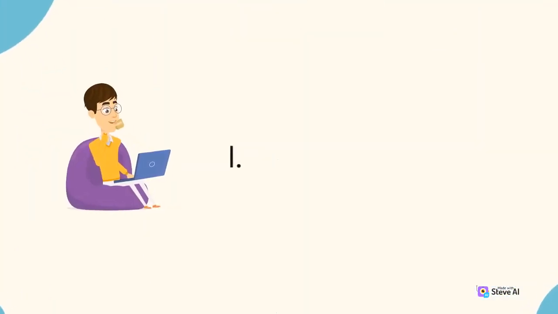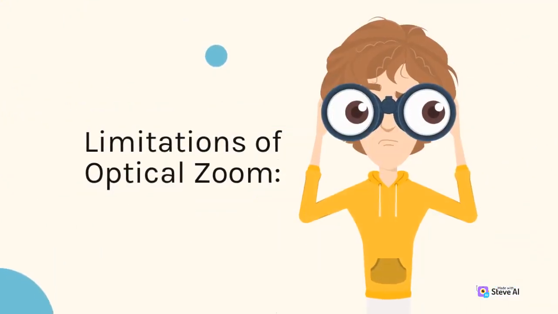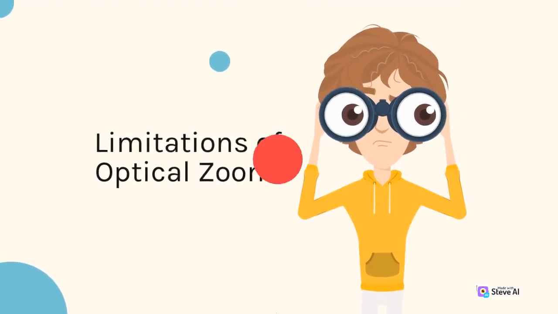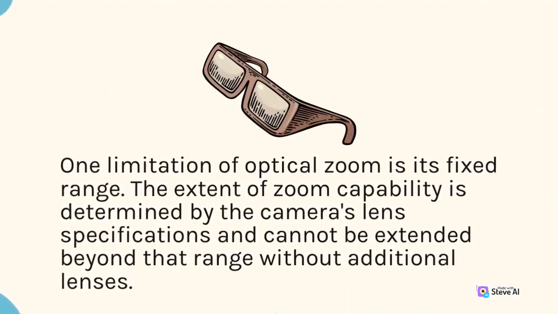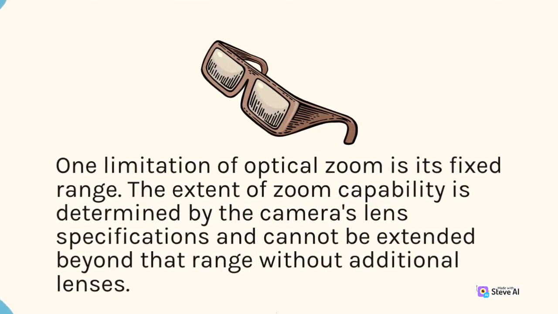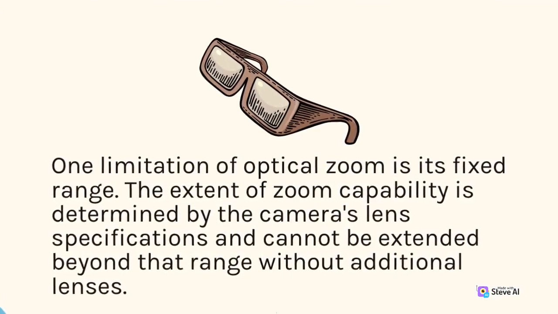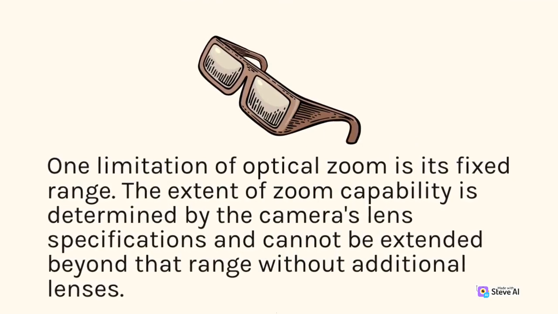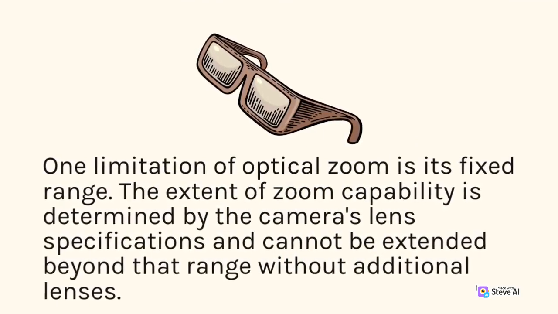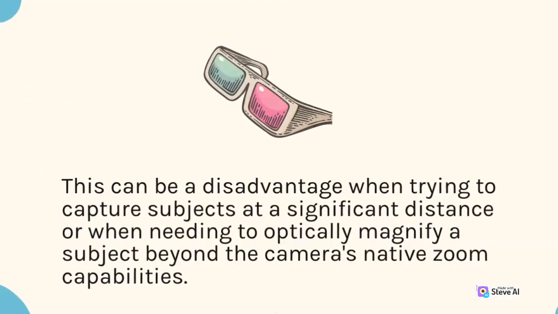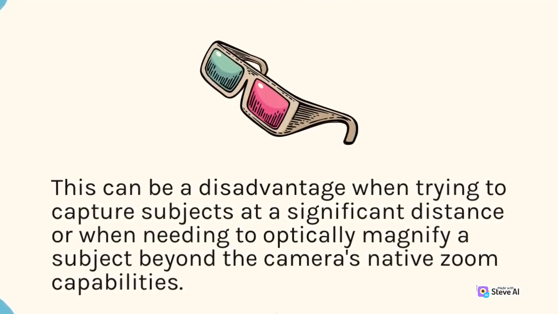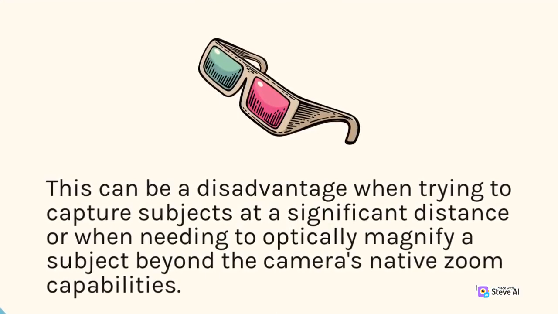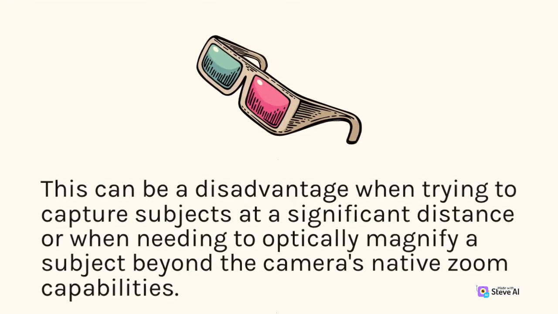Limitations of optical zoom. One limitation of optical zoom is its fixed range. The extent of zoom capability is determined by the camera's lens specifications and cannot be extended beyond that range without additional lenses. This can be a disadvantage when trying to capture subjects at a significant distance or when needing to optically magnify a subject beyond the camera's native zoom capabilities.